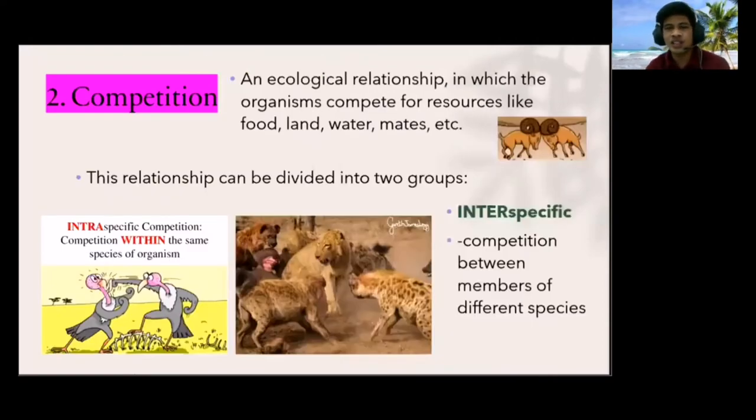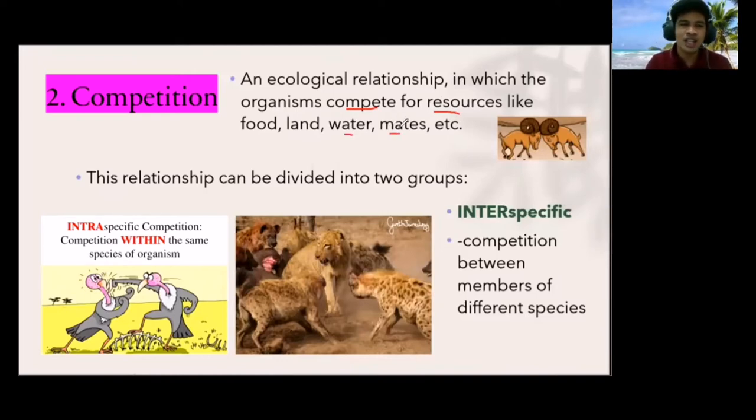Another one is called competition. The second ecological relationship is called competition. Competition is an ecological relationship in which the organisms are competing or fighting for resources like food, land, water, and mates.